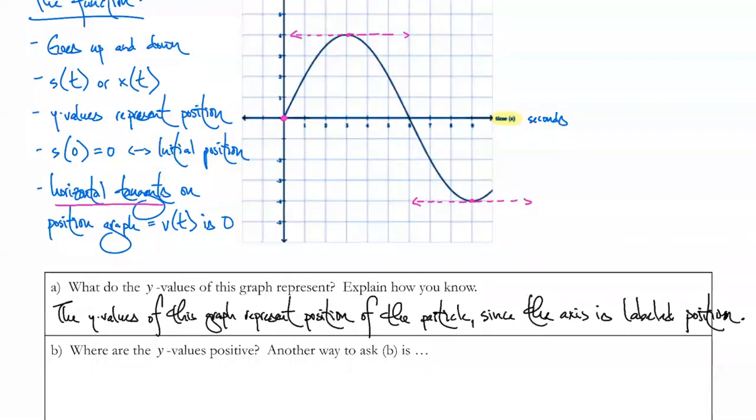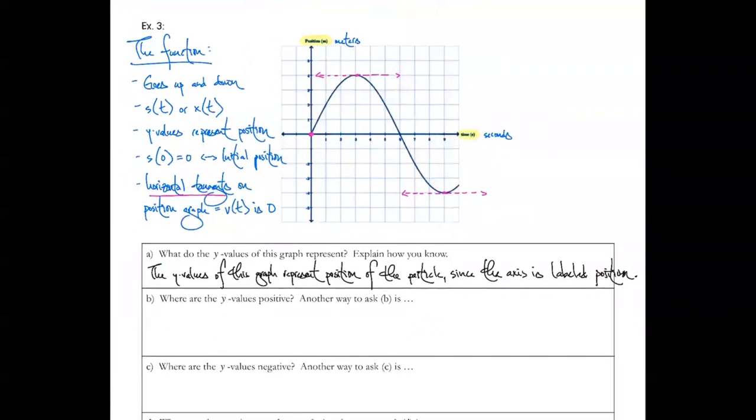All right, the second question and maybe the third question kind of go hand in hand. Where are the Y values positive and where are the Y values negative? Let's start with B. Where are the Y values positive here on the graph?